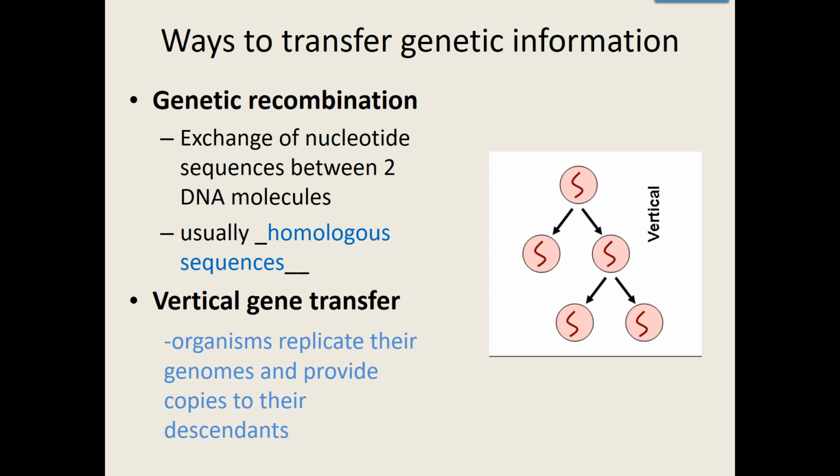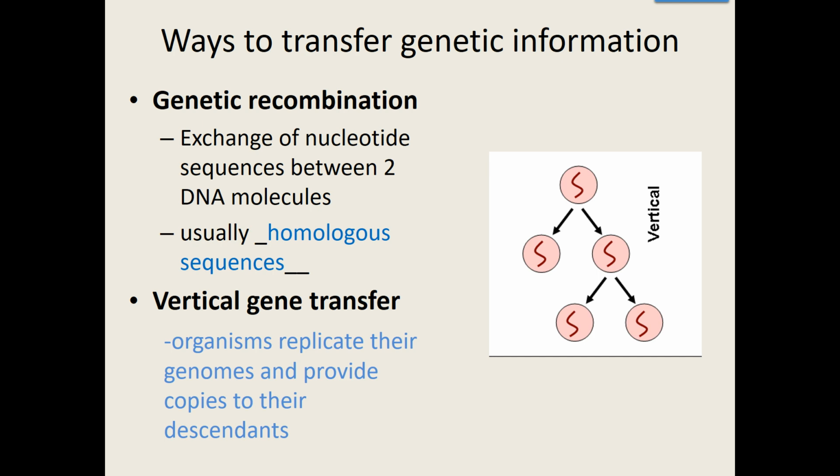And then that information now has to go from parent to offspring. It's called vertical gene transfer. It's going top down. So organisms replicate their genomes, they make new DNA, and then they provide copies to their descendants, from parent to offspring. That's the top way that eukaryotic organisms transfer genetic material, is that they give their genetic material to their offspring.